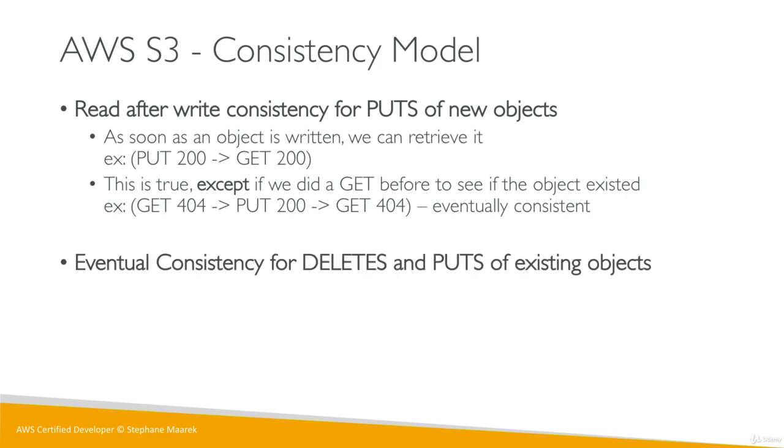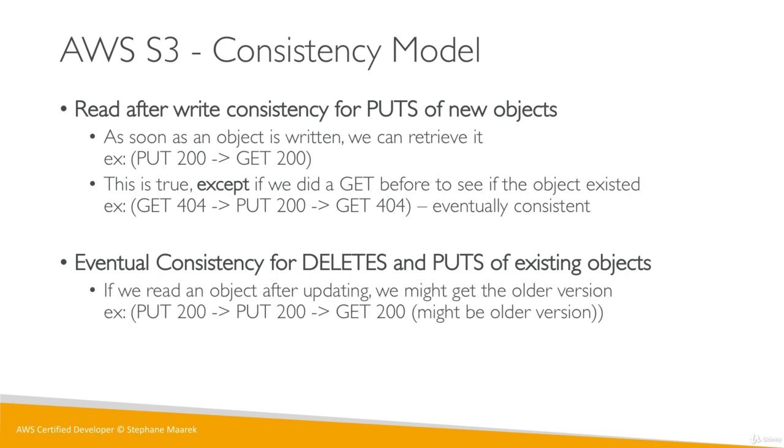You also get this eventual consistency when you do deletes and puts over existing objects. That means that if you read an object after updating it, you might get the older version. So if we do a put 200, that means the first time we upload an object, then we do another put 200, so we upload a new version of that object, and then we do a get, we'll get a 200 back, but it might be for the first version, not for the second one. That's because it's eventually consistent.